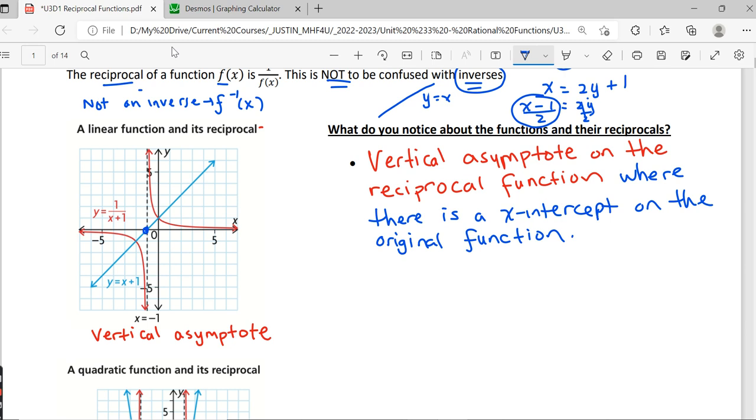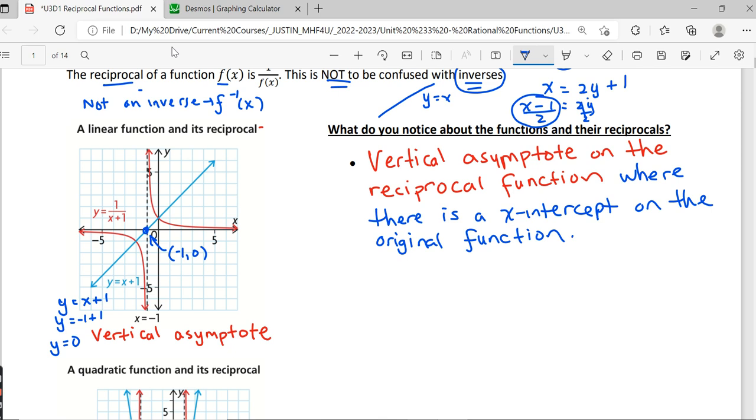Well, let's think about this logically for a second. y equals x plus 1, okay? There is an x-intercept at negative 1 because if x equals negative 1, we have y equals negative 1 plus 1, y equals 0, right? And sure enough, this point right here is at negative 1 and 0.